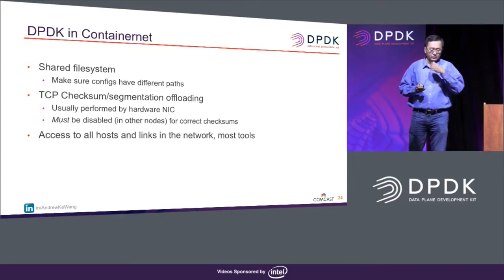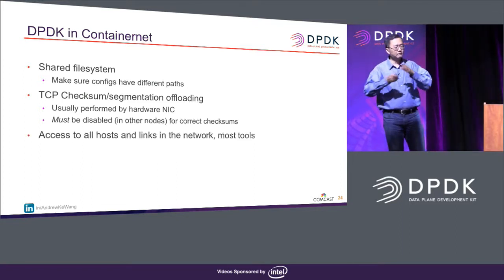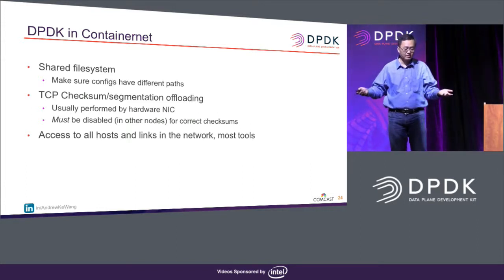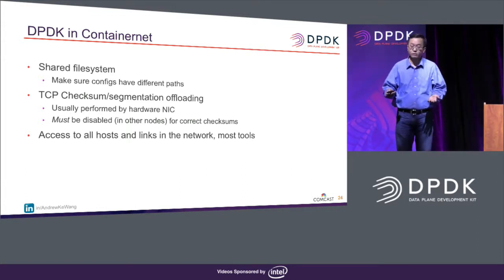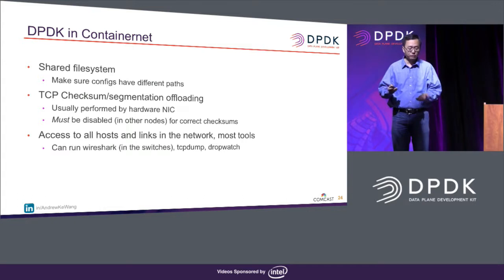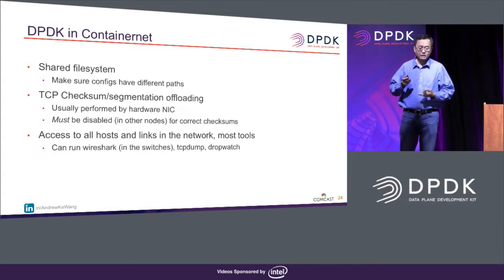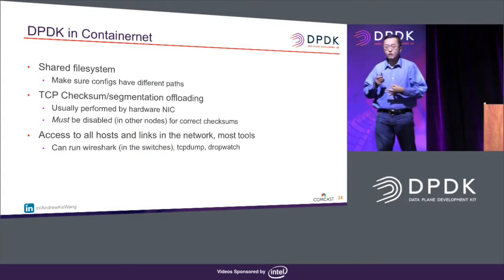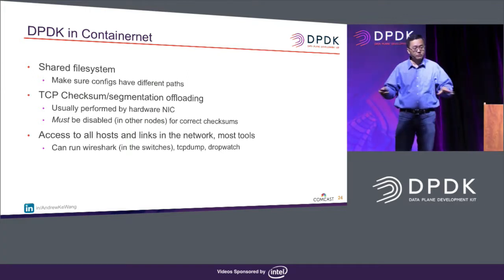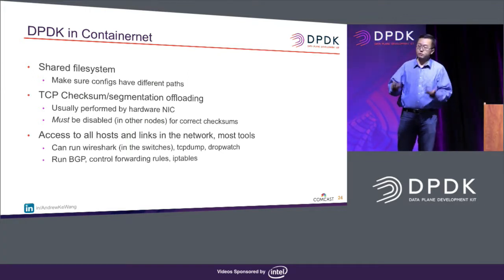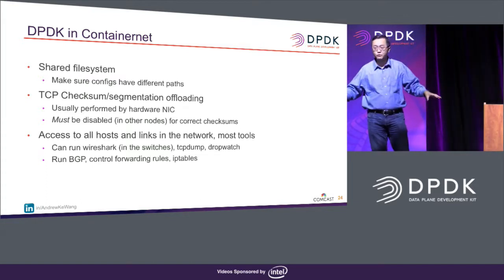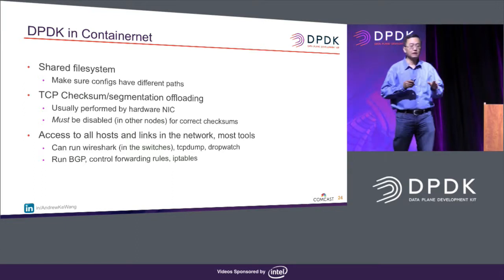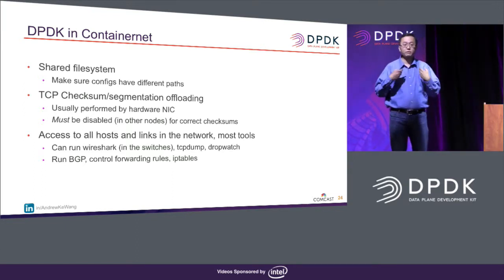But after all this, we had access to all the hosts and all the links in the network, and we could run most tools on it. We were able to run Wireshark in the switches, tcpdump, Dropwatch. We had all the tools in our favor. And we could run real network protocols like BGP. We can control forwarding rules, iptables. Everything was in our control. So that was really crucial for us when we started developing.